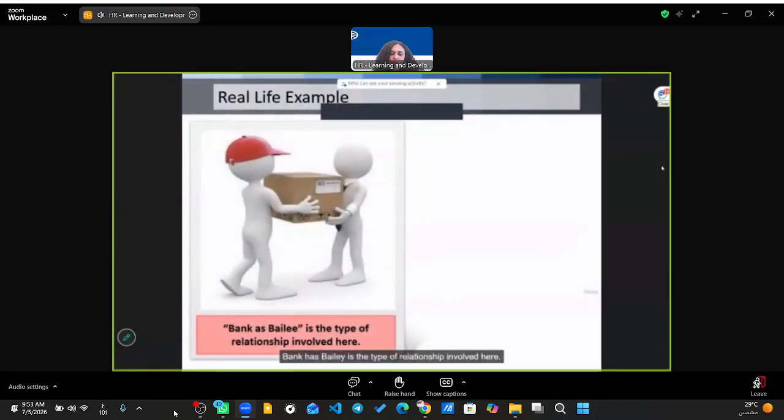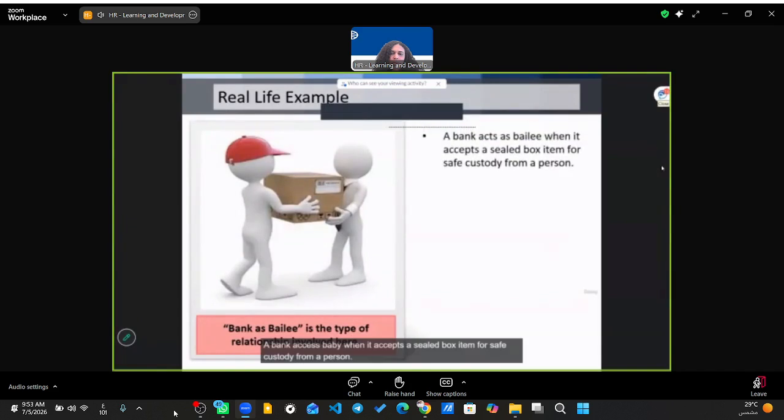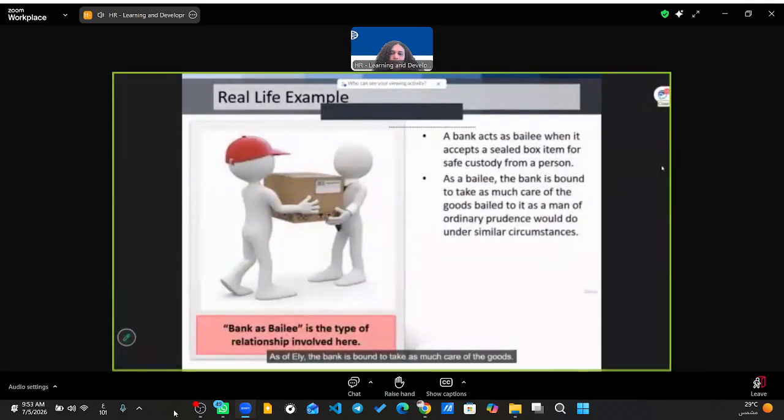Bank as bailee is the type of relationship involved here. A bank acts as bailee when it accepts a sealed box item for safe custody from a person. As a bailee, the bank is bound to take as much care of the goods bailed to it as a man of ordinary prudence would do under similar circumstances.